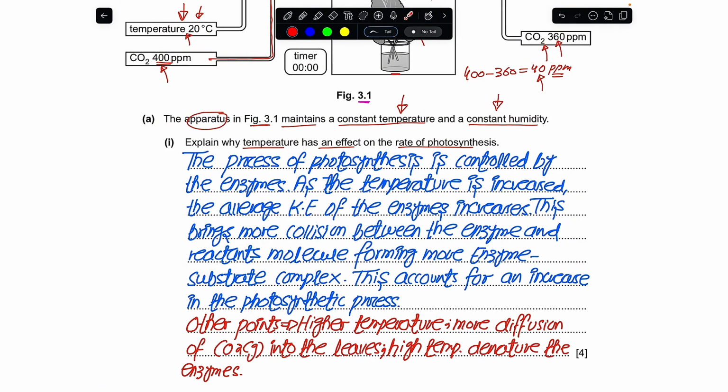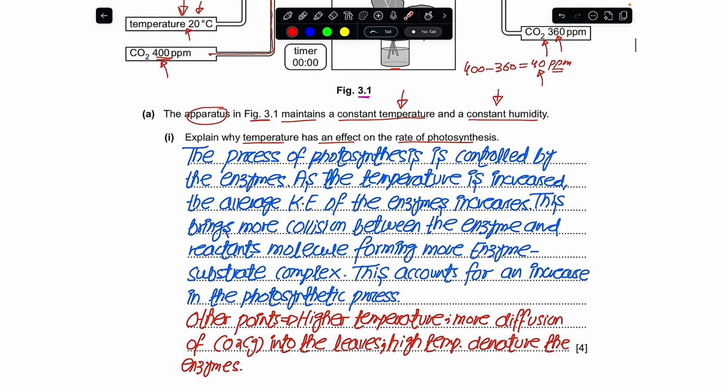Now if you wanted to write some alternative points, when you increase the temperature, that would result in more diffusion of carbon dioxide into the leaves. Another alternative point could be that if you increase the temperature beyond limits, or provide a very high temperature, this could also denature the enzymes. So this is an exact explanation, and if you would like to skip some points out of this, you can also add these points as well. This is how you would score a total of 4 marks.